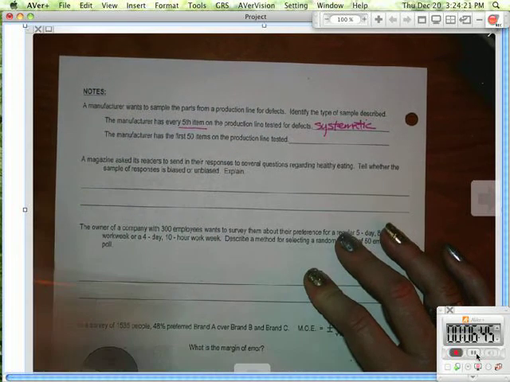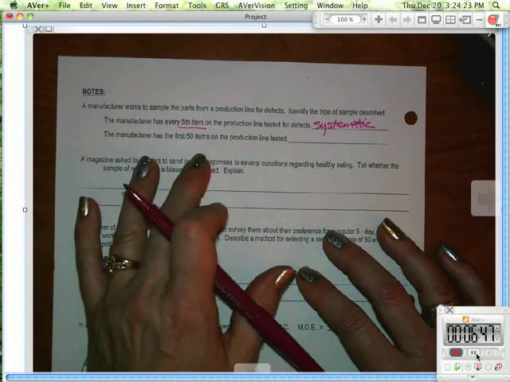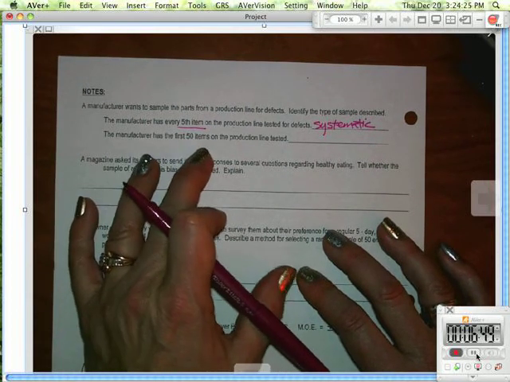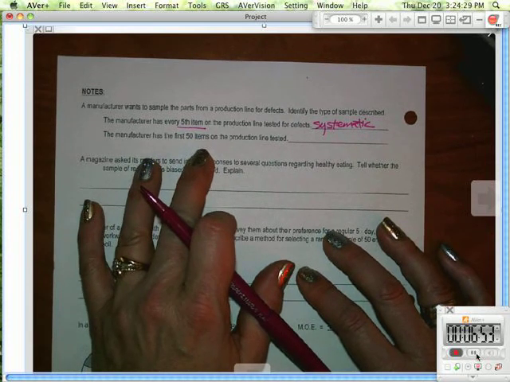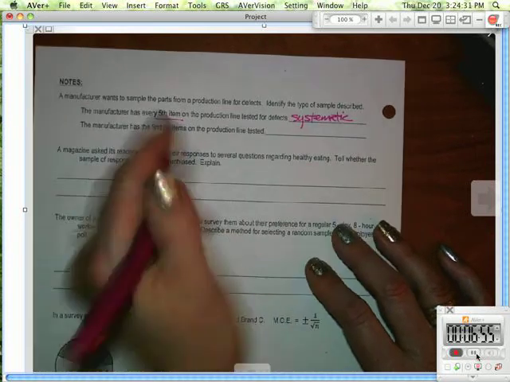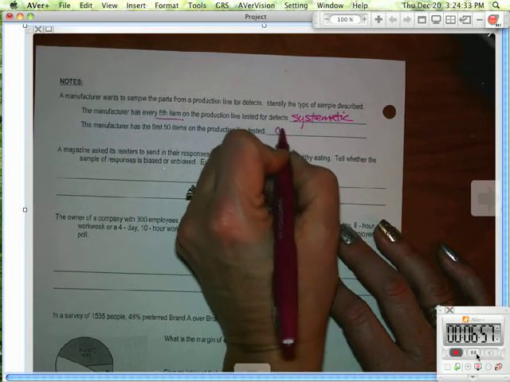The manufacturer has the first 50 items on the production line tested. That would be purely convenience. He doesn't want to sit around, so he's just going to stand and take the first 50 items on the production line. So that would be convenience.